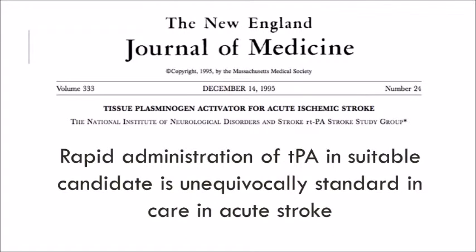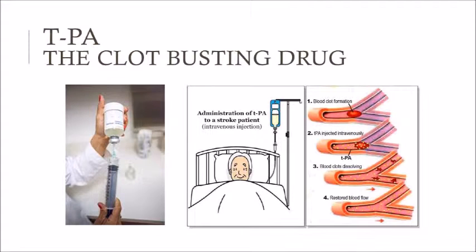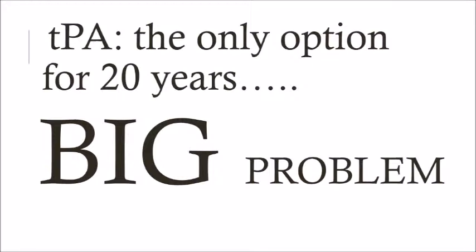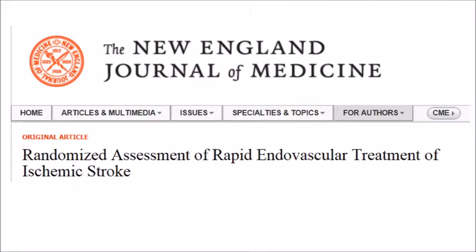For the last 20 years, the standard of care in treating ischemic stroke has been TPA. TPA is a clot-busting drug that can be given to certain patients who present within 4.5 hours of the onset of their stroke symptoms. The problem with TPA is that it has very strict criteria and it limits who is a candidate for the treatment. The fact that TPA has been the only option for stroke treatment for the past 20 years is a big problem. But now there's a new therapy that can be used in addition to TPA.